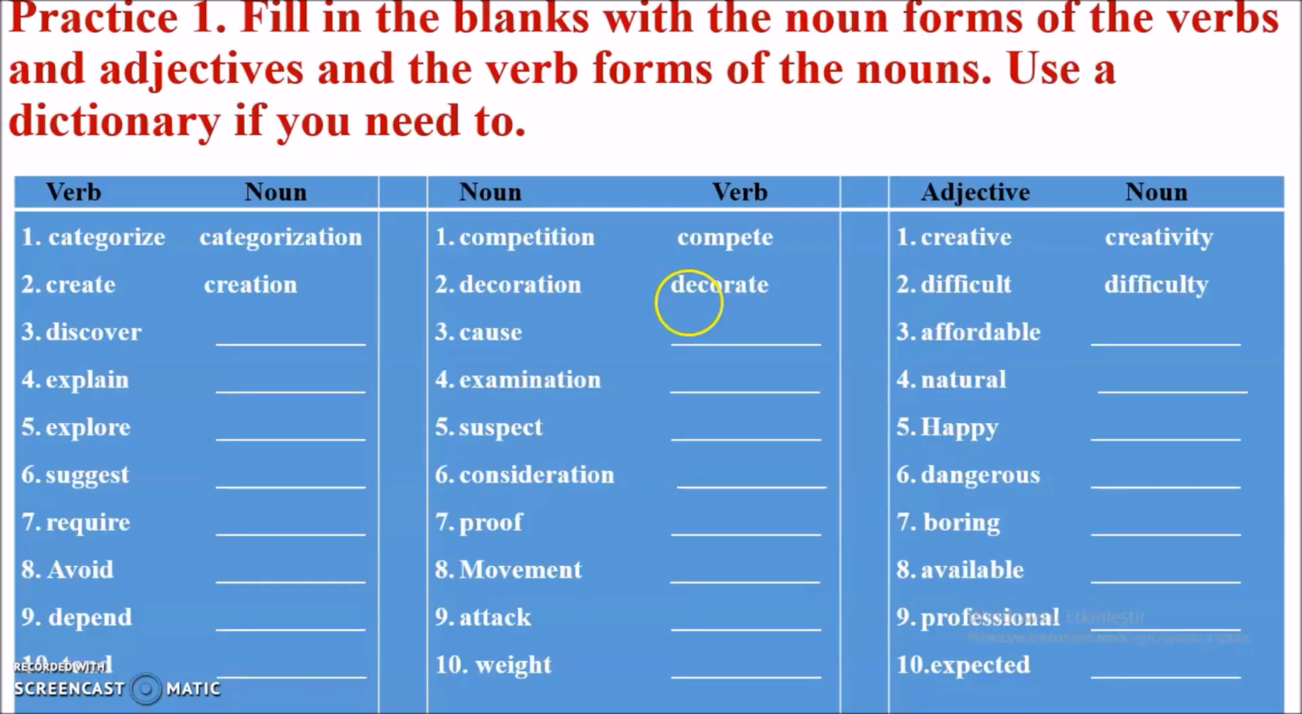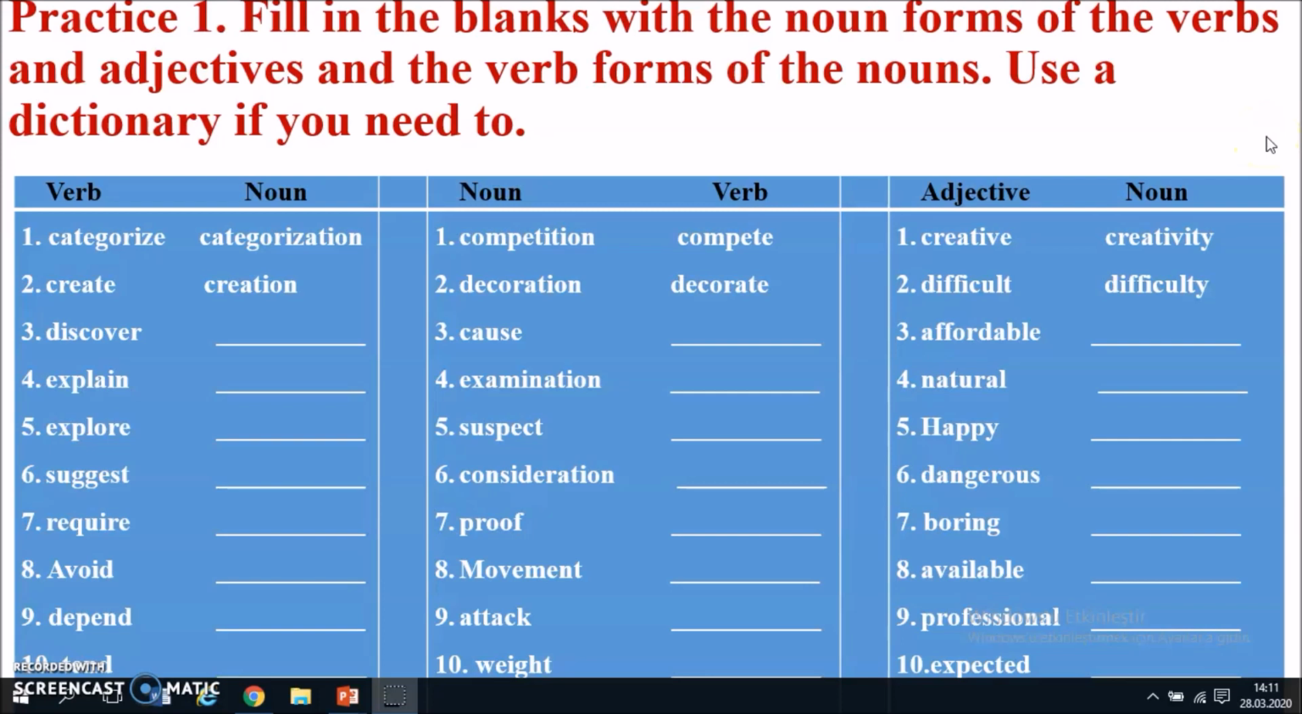Now I want you to look at these charts and, if necessary, use your dictionaries and find the different forms of the words. In the first part, verbs are given; change them into nouns. Or if it is a noun, change it into a verb, or change the adjectives into nouns. Now it is your turn to complete the practice.